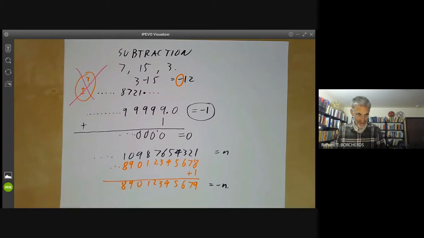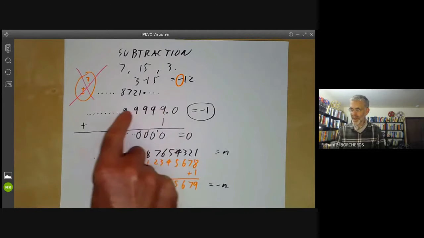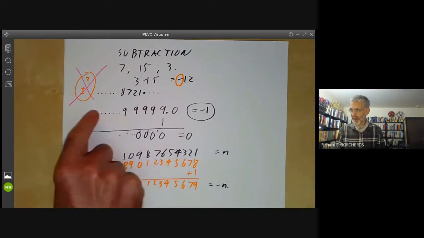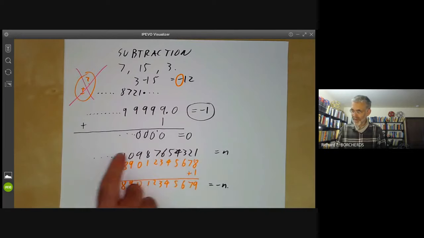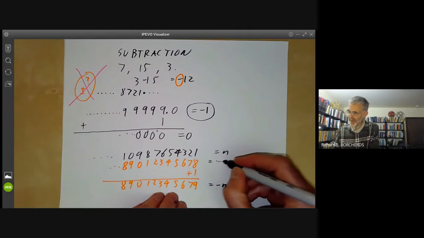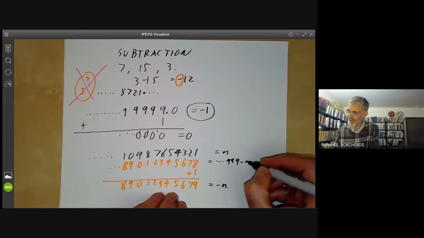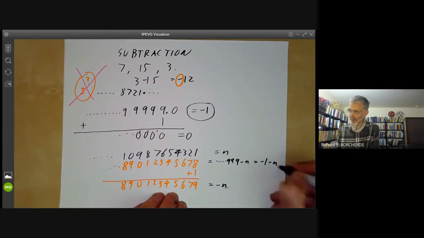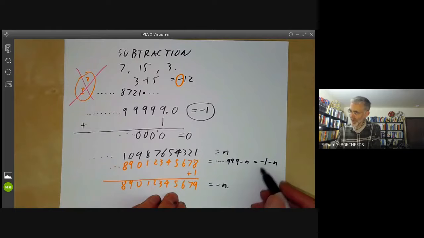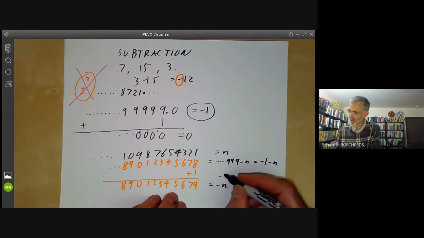And let's see why this is true. Well, taking the nines complement is just subtracting n from this ridiculously long way of writing out the number minus one. You're just taking 99999 and subtracting n from it, and you get this. So this is equal to this funny 9999 minus n, which is equal to minus one minus n. Now I've added one to it. So if you add 1 to minus 1 minus n, this gives us minus 1 minus n plus 1, which is minus n.